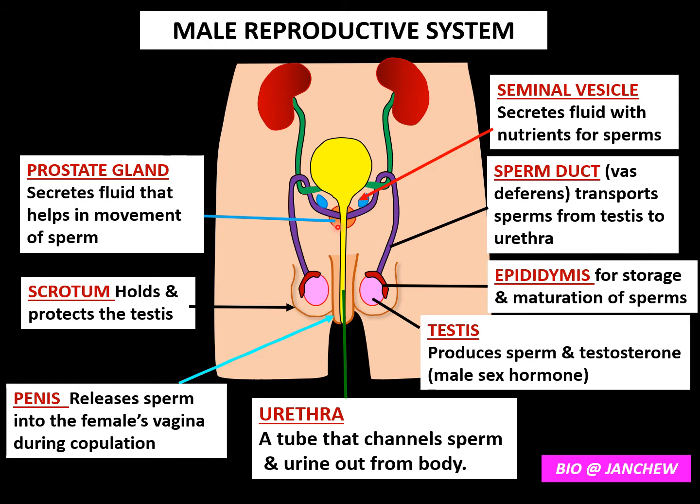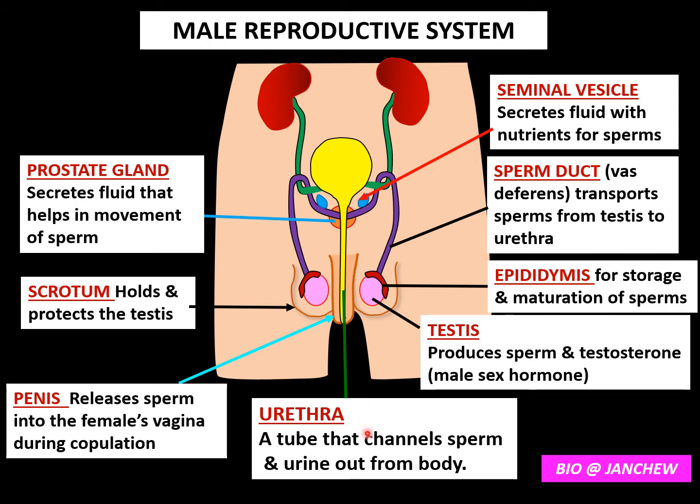So generally the secretions from these three structures, the seminal vesicle, the prostate gland, and the Cowper's gland, will all be mixed together, and it will help to provide food, protect the sperms, and help in the movement of the sperm. Alright, so these secretions plus the sperm will form the semen or the seminal fluid that flows out from the body. Okay, so the semen will flow through the urethra. Urethra is a tube that channels the sperm and urine out of the body.